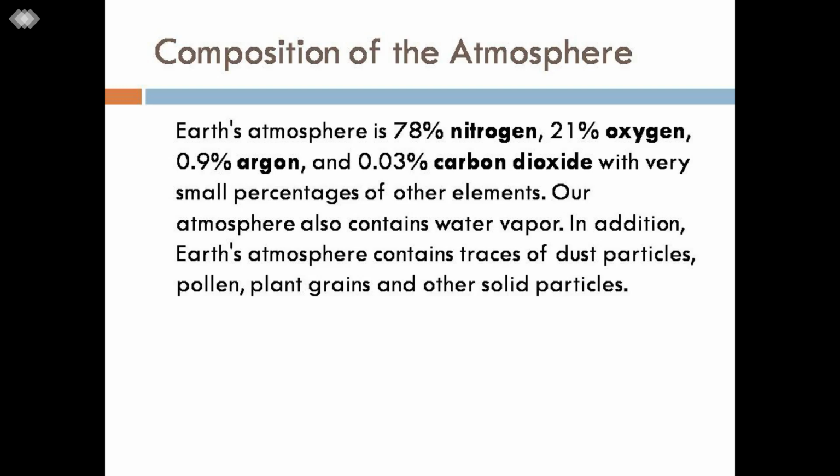Earth's atmosphere is 78% nitrogen, 21% oxygen, 0.9% argon and 0.03% carbon dioxide, with very small percentages of other elements. Our atmosphere also contains some water vapor. In addition to that, Earth's atmosphere contains traces of dust particles, pollen, plant grains, and other solid particles.